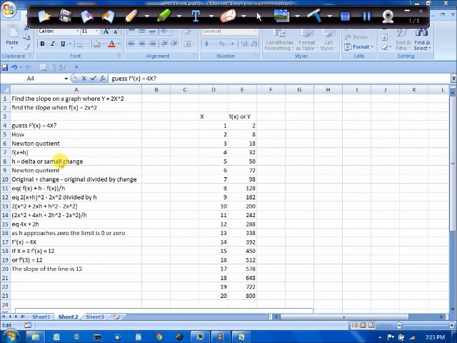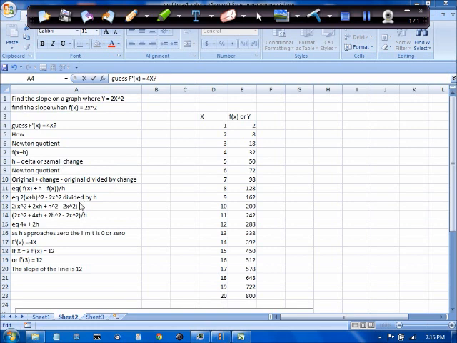h is delta, or small change. So the Newton quotient is simply you take your function and you add in the small change and you subtract from that your original starting point and you divide by the change. So you want to find out exactly how much you've moved, in a sense. It's like any other quotient.